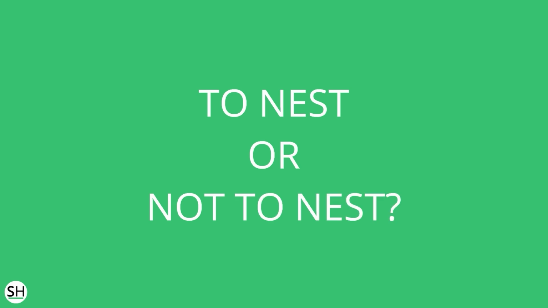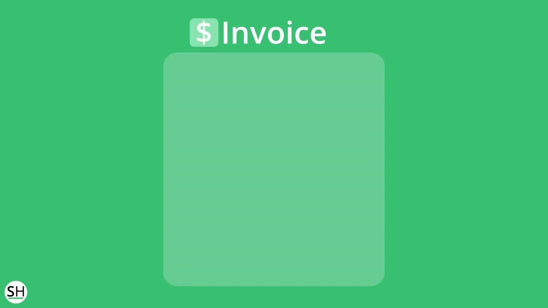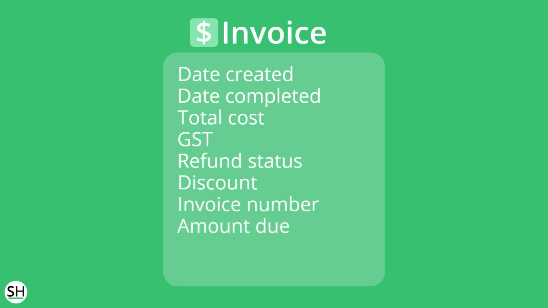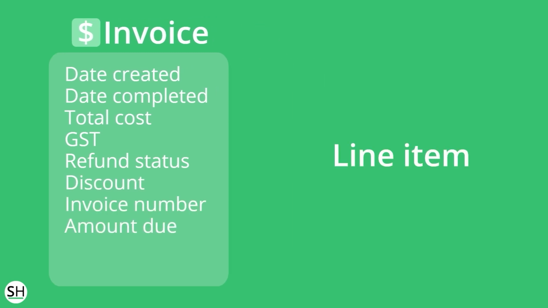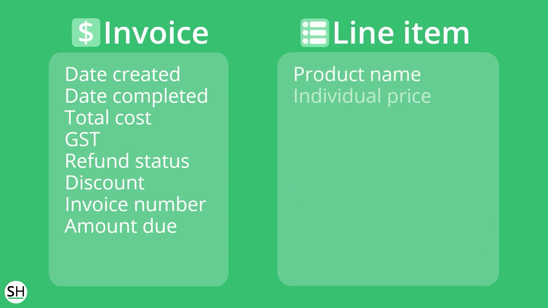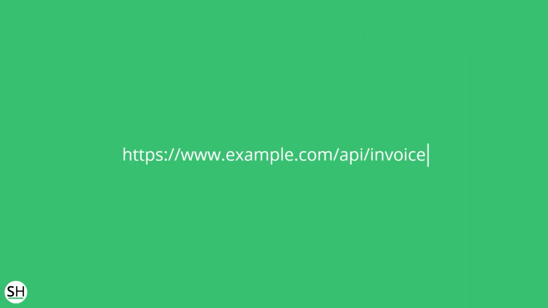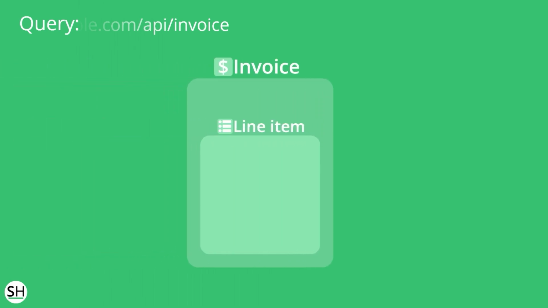When it comes to the data structure that your API uses to return its results, to nest or not to nest is a complicated question. Consider an invoice, a common type of entity that we see with SaaS services. An invoice includes properties like date created, date completed, total cost, GST, refund status, etc. It also has child entities, like line items, with their own set of properties: product name, individual price, quantity, and so on. If a user queries the invoice's endpoint, you could return the information for all the related line items with the payload for the invoice.